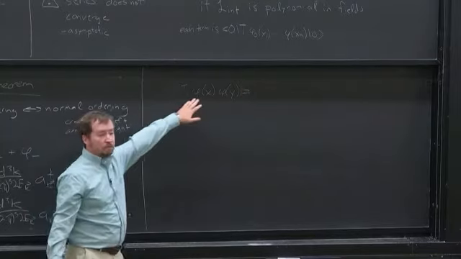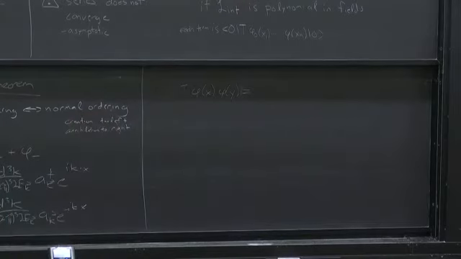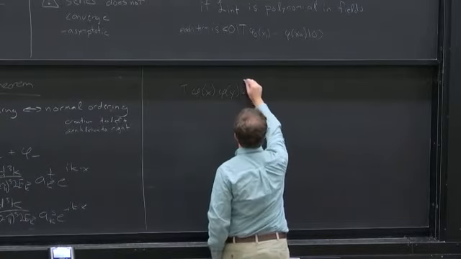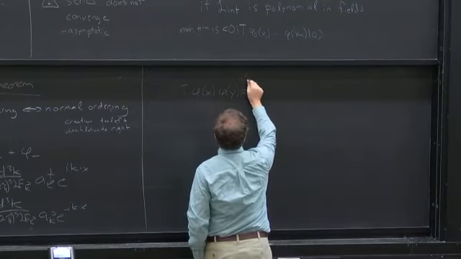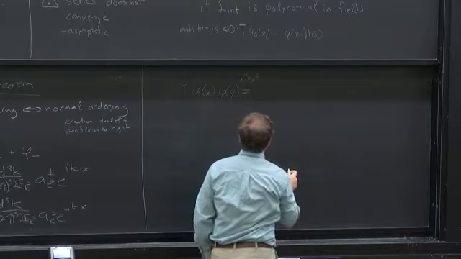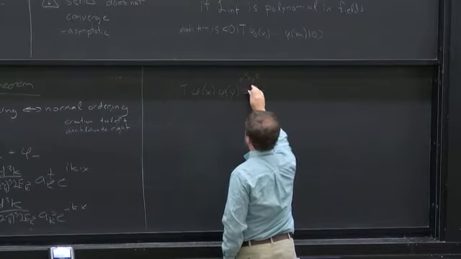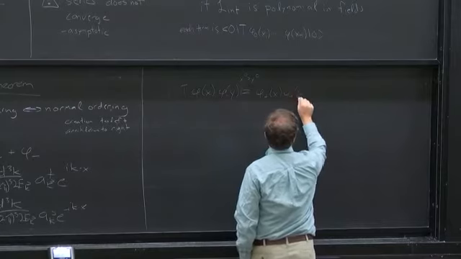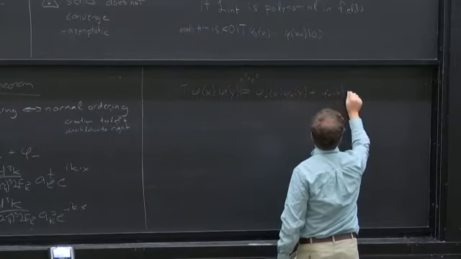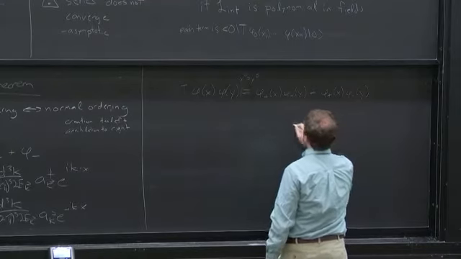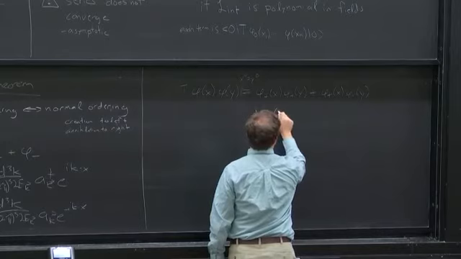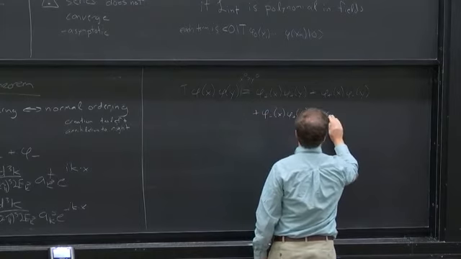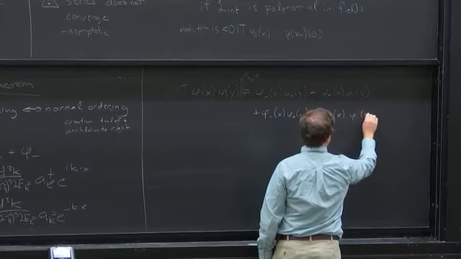We can expand out phi of x and phi of y in terms of phi plus of x and phi minus of x, and similarly for y. We do that, we'll get four terms. Let's assume for now that x naught is greater than y naught. So if x naught is greater than y naught, this is already time ordered. We get four terms: phi plus of x, phi plus of y; phi plus of x, phi minus of y; phi minus of x, phi plus of y; and phi minus of x, phi minus of y.